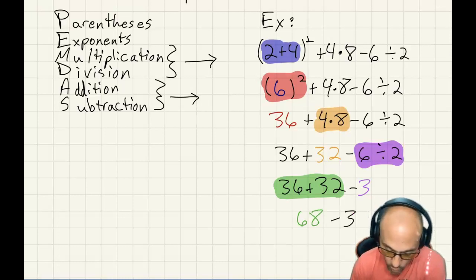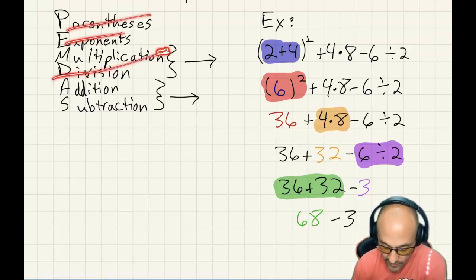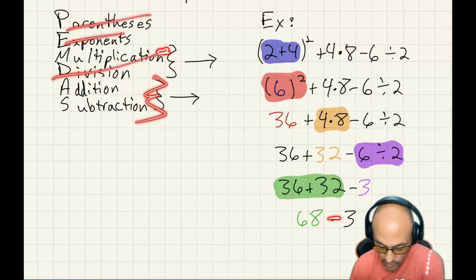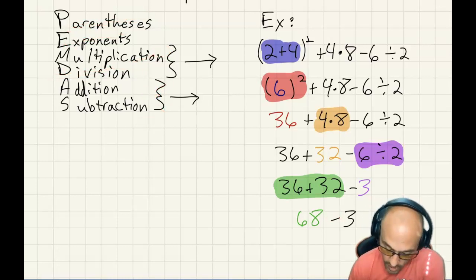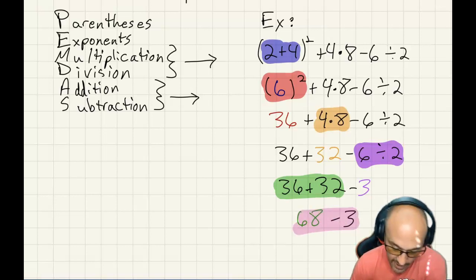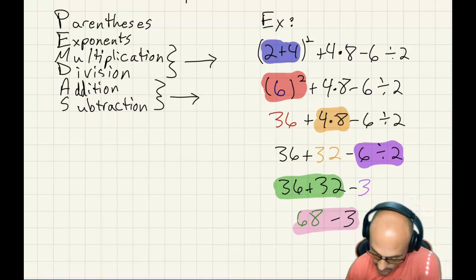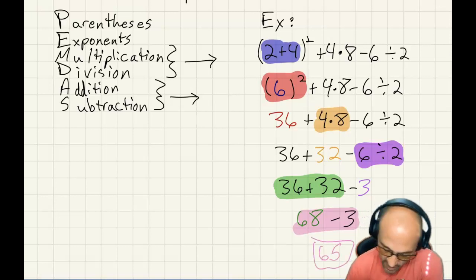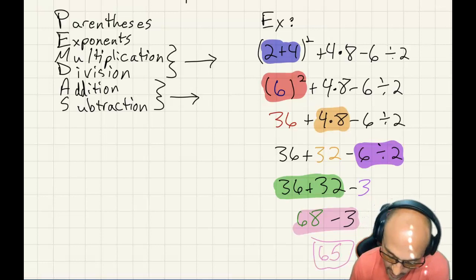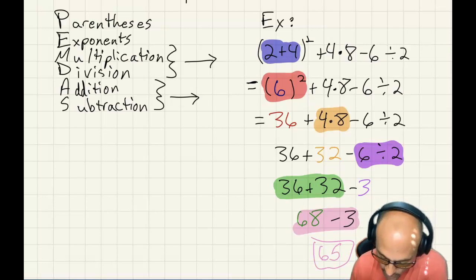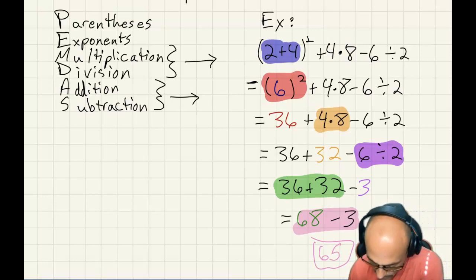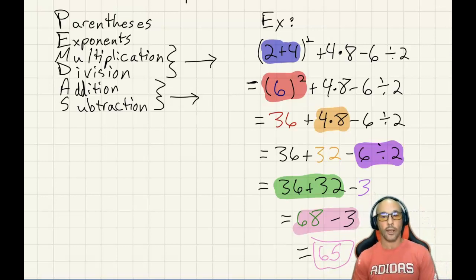And we don't have any more parentheses, no exponents, no multiplication, division. All we have left is one subtraction right there. So let's see, I think I haven't used pink yet. So 68 minus 3 is going to be 65, and that's our answer. And really, if I want to be careful, I should say this one equals the previous one all the way down. That's probably a good way to record that.